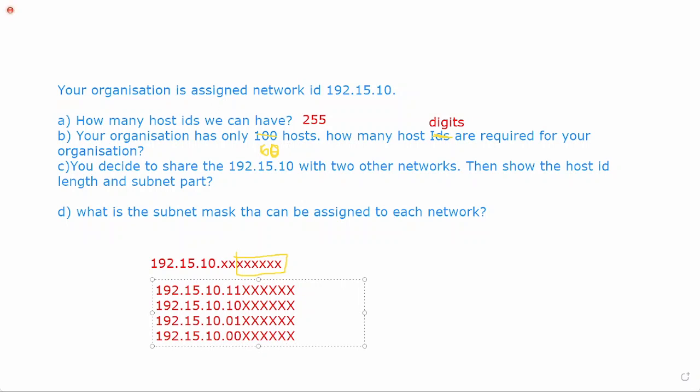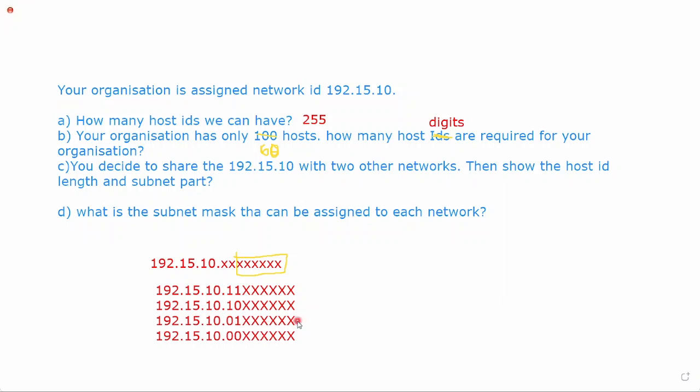So this xxxxxx part is to give to the hosts, because we have about 60 hosts. If you have two similar organizations that also have about 60 computers as hosts, then we can share this network ID plus this part, one for each network. For the first network, we are going to use 192.15.10.11xxxxxx, and 192.15.10.10xxxxxx for the other network.